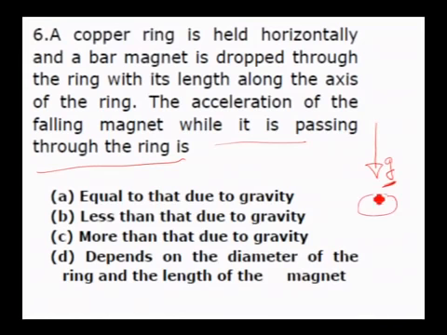But what if it is dropped through a ring? There is a ring here. Now what happens to the acceleration? Obviously, if the magnet is dropped through the copper ring which is held horizontally, then this would oppose the motion of the magnet. If it opposes the motion of the magnet, then the fall of this magnet will not be with an acceleration equal to gravity, it is less than g. This is because of the opposition, and this will be option B, less than that of gravity.